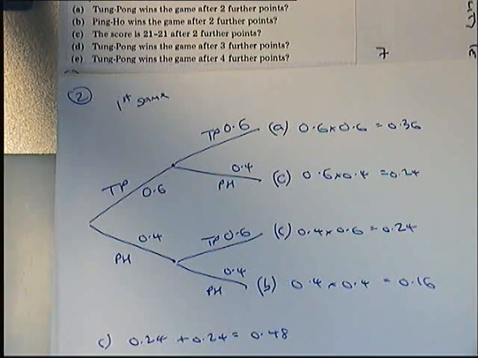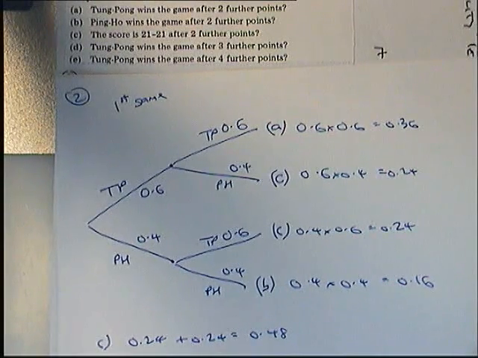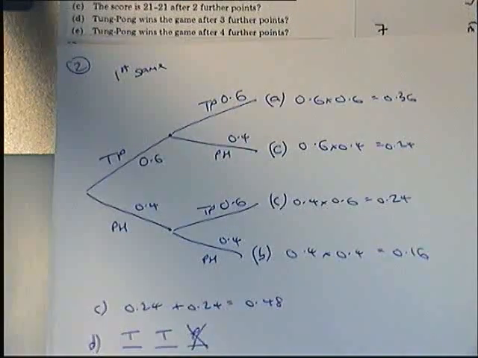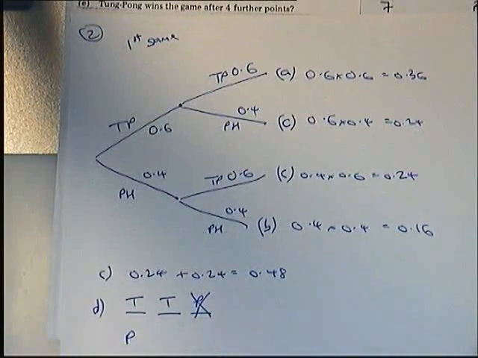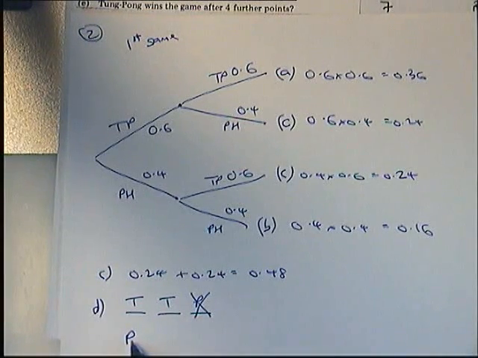TP twice and then PH. If TP wins the first 2, the game would stop because he's won by 2. So TP, TP, PH wouldn't exist because that game wouldn't be played, he would already have won. It'd be TP because you have to win by 2 points. Go on. Does it have to be TPH? Is that the 0.4? Yeah, so isn't the calculation 0.4 times 0.6 times 0.6? That would be P, T, T winning.